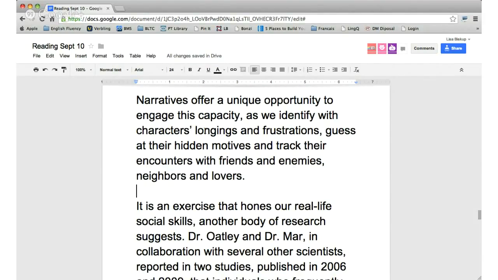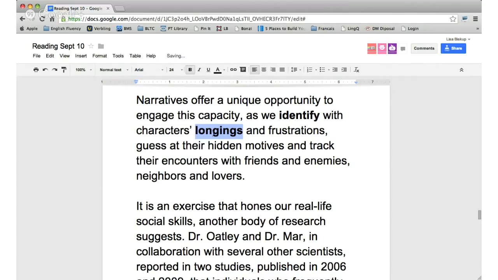Yeah. So when we're reading stories, we're always guessing, or we're trying to identify, we're trying to figure out what these people long for. When you long for something, it means it's what you're wanting. What does this character want? Why are they frustrated? Why are they upset? Why are they irritated? And we guess at this word hidden, their motives. Maybe we don't understand why that character did that, and so it's not so clear, but we're guessing.